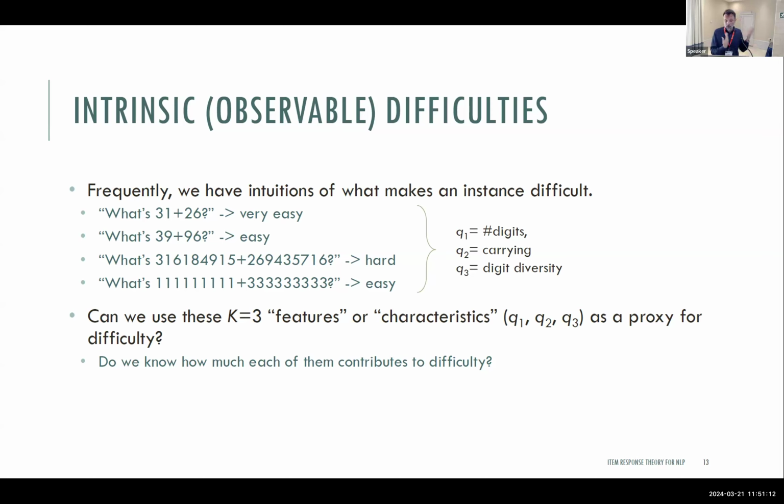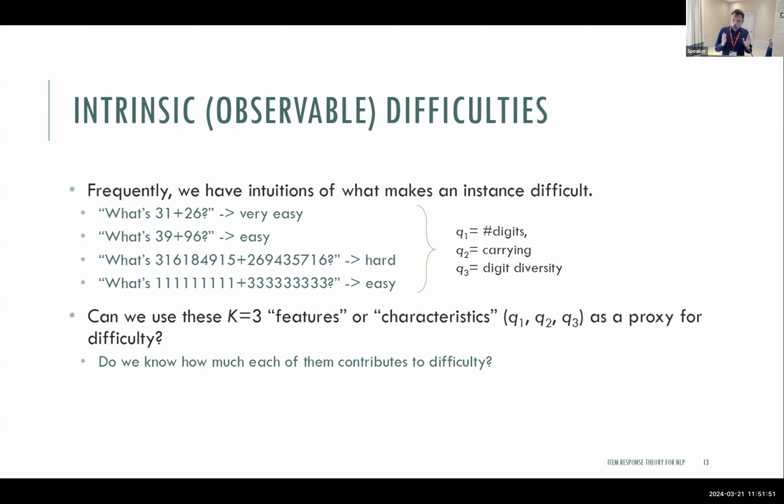Here's an example with language models. You try to perform addition with them, and some of the additions are easy, some are hard. Still, GPT-4 failing with 20, 30 digits is quite common, but they don't fail with maybe 5 or 10 digits. The things you expect to affect difficulty are the number of digits of both summands, the carrying, whether there's carrying or not, and the digit diversity. That's some kind of a guess that these things may affect the difficulty.